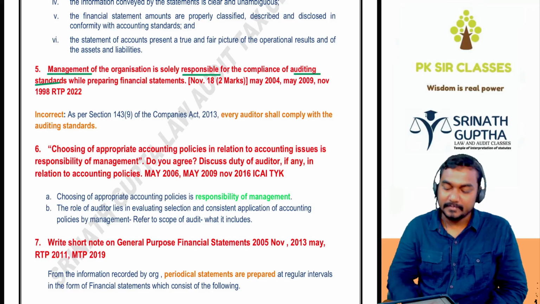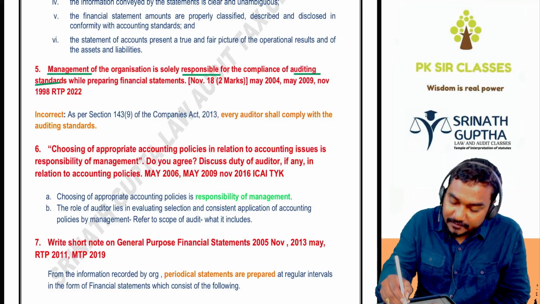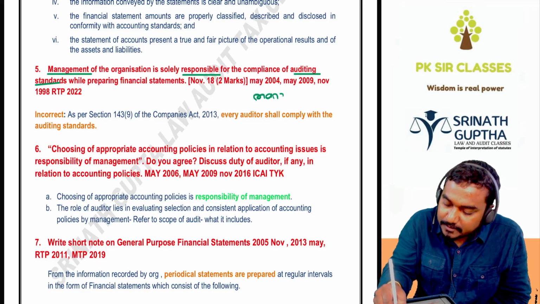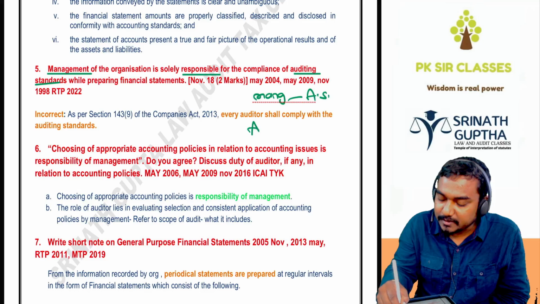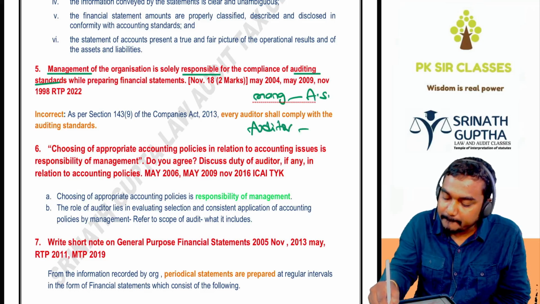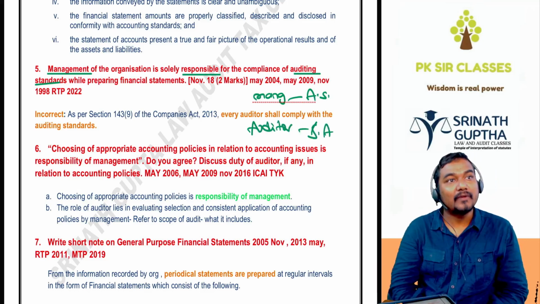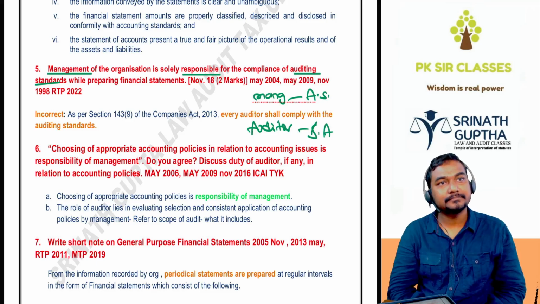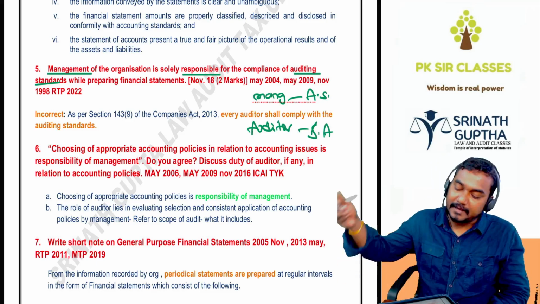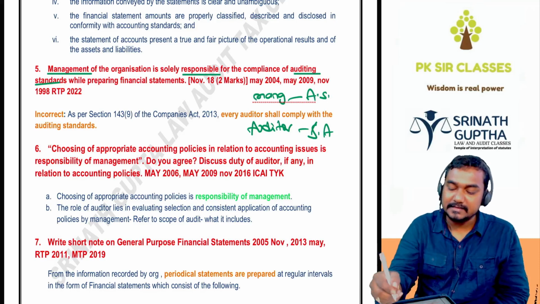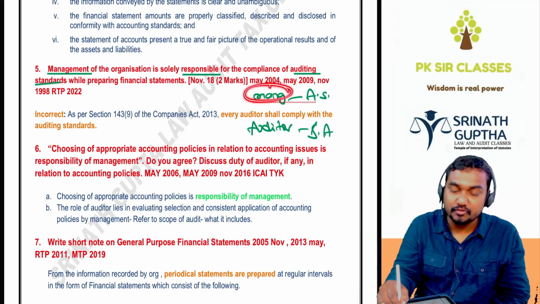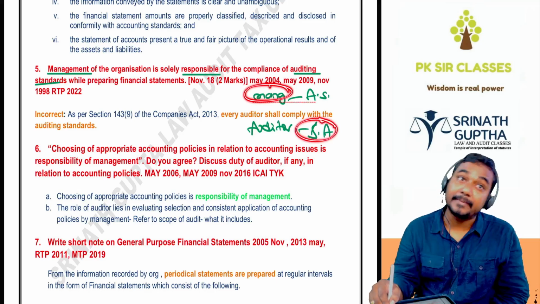Auditor has to comply. So while preparing the books of accounts, management has to follow the AS. While examining, auditor has to follow the SAS. While preparing, management has to follow the AS. While doing the auditing, while doing the examination, auditor has to follow. But what he is giving in the exam, beta, is that management has to follow the SAS while preparing the financials.